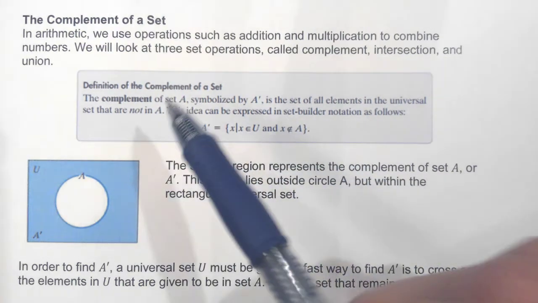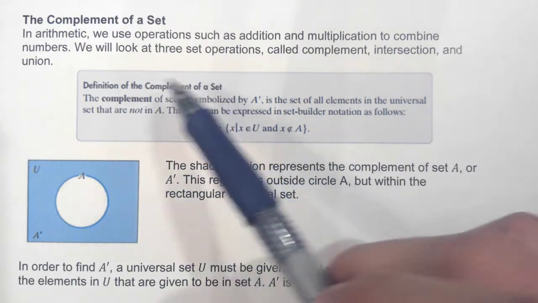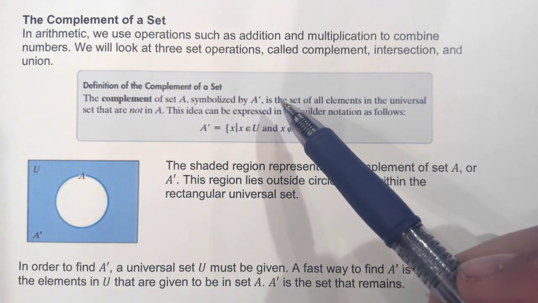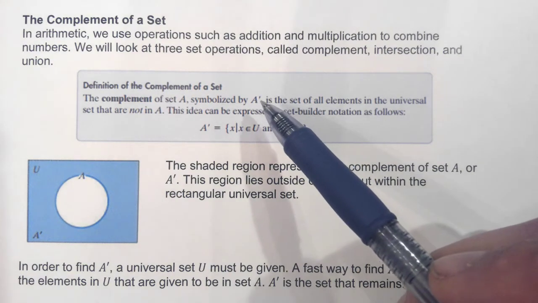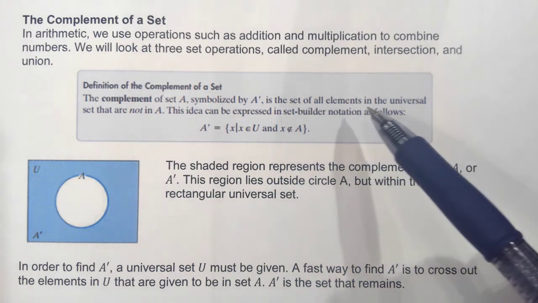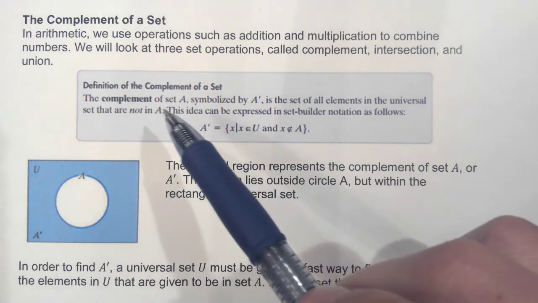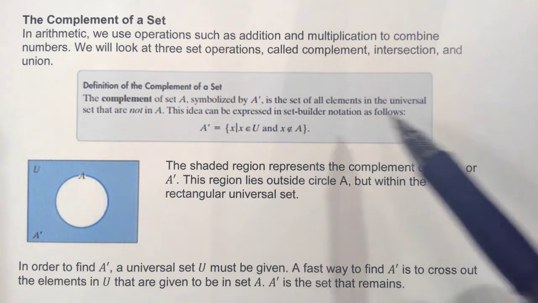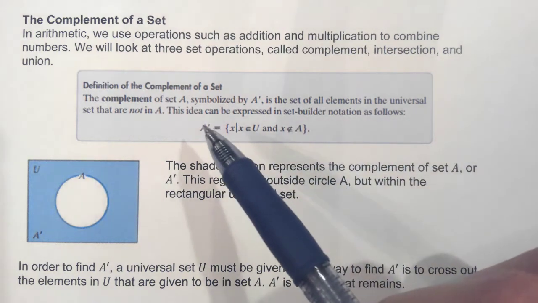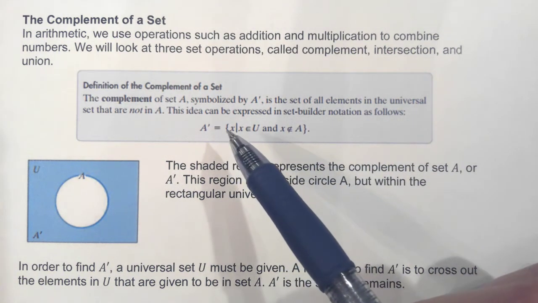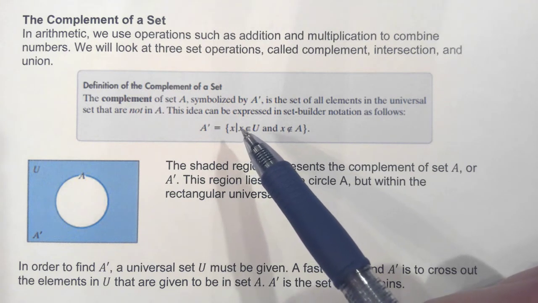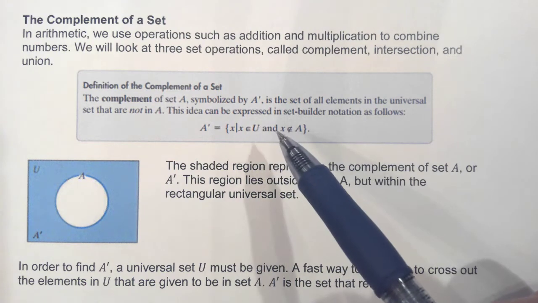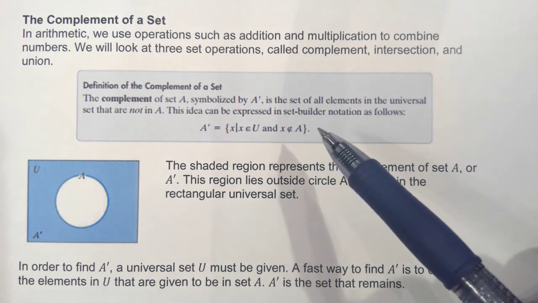So let's see. The definition of the complement of a set. The complement of a set, symbolized with A with the apostrophe, so that's the complement of set A, is the set of all elements in the universal set that are not in A. This idea can be expressed in set builder notation as follows. So this says the complement of set A is the elements such that that element is in the universal set and is not in set A.